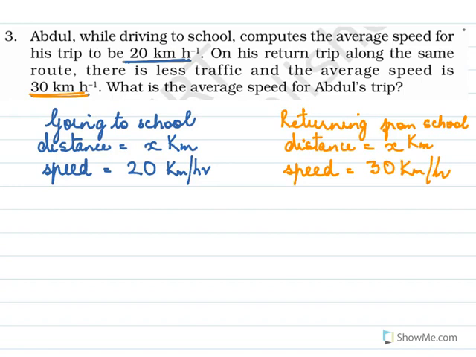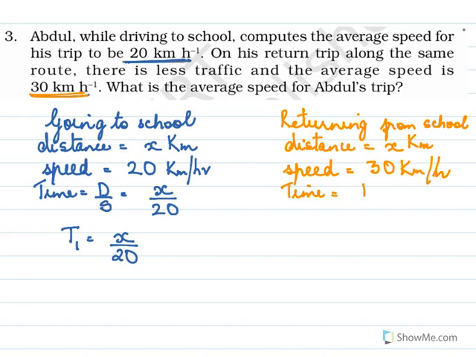So we have to find total time. We know the formula for time is distance over speed. Now distance is x and speed is 20. So the time to go, we'll call it t1, is x over 20. Now the time to return, again time is always distance over speed, that is x over 30. He returns with a speed of 30. So we call that time t2, x over 30.